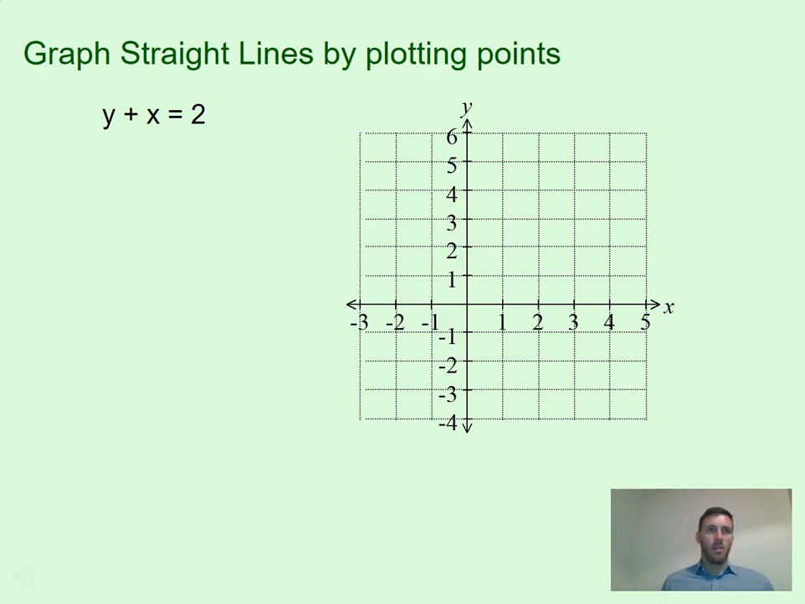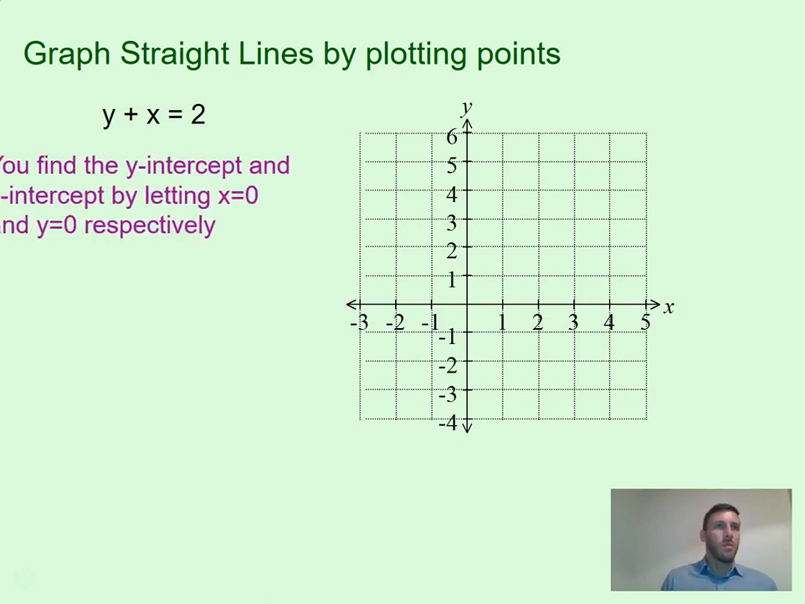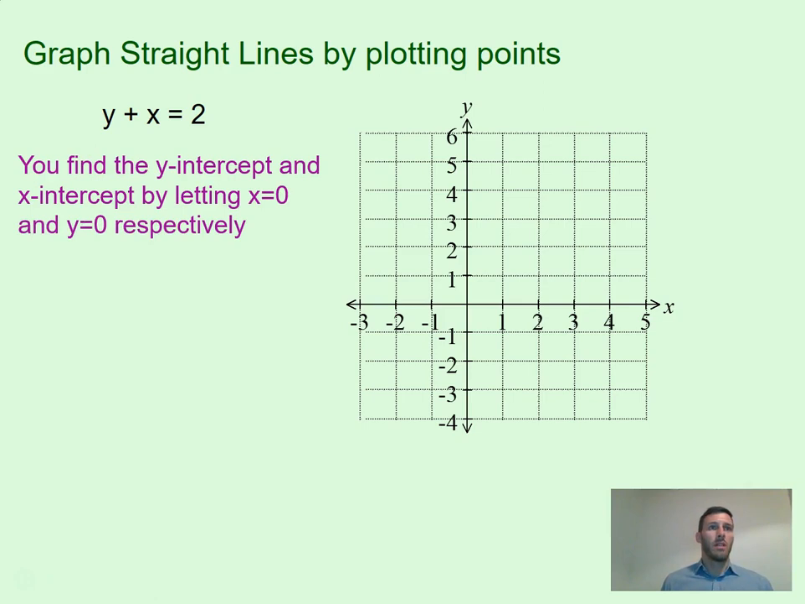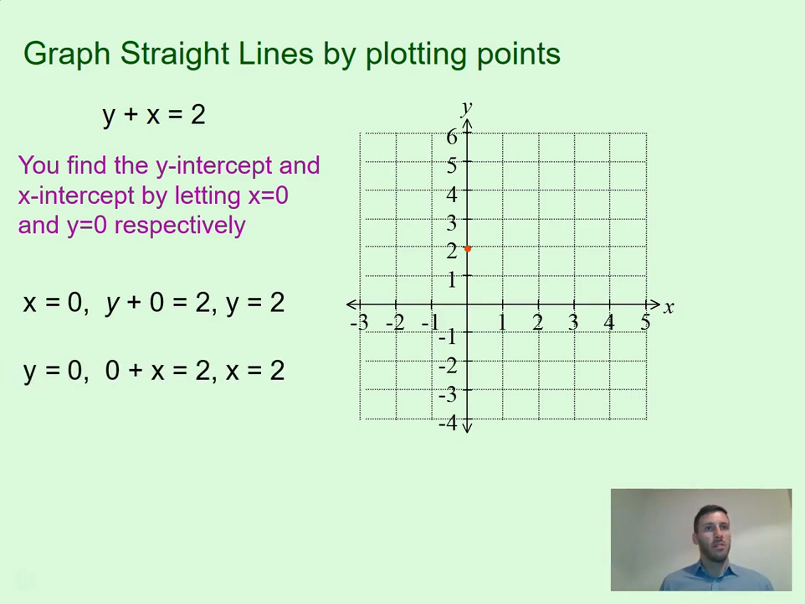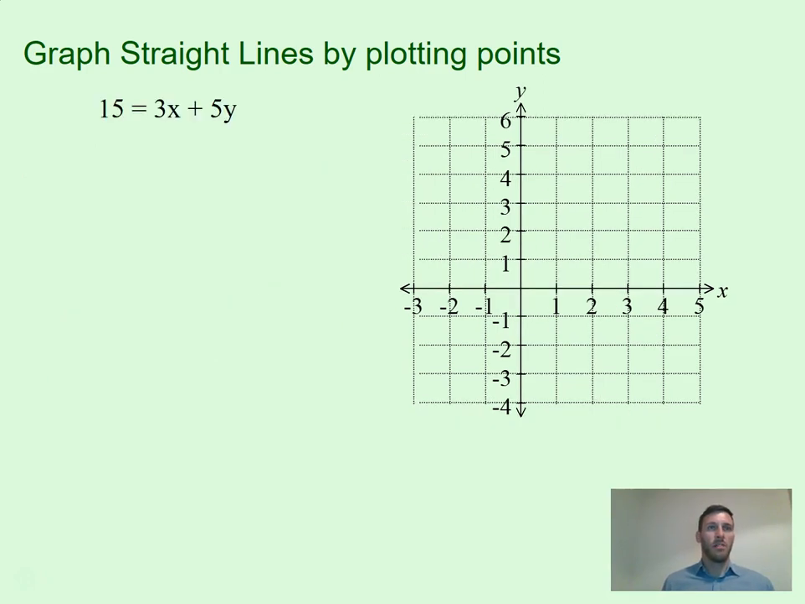So, graphing a straight line by plotting the points. First, you identify that the equation is in the general form. So you find the y-intercept and the x-intercept by letting x equal 0 and then y equals 0 respectively. So when x equals 0, you sub it into the equation and you find that y equals 2, and you plot that point. When y equals 0, you find that x equals 2 and you plot that point. Now you connect the points and draw your line. Simple as that. Let's look at another example.